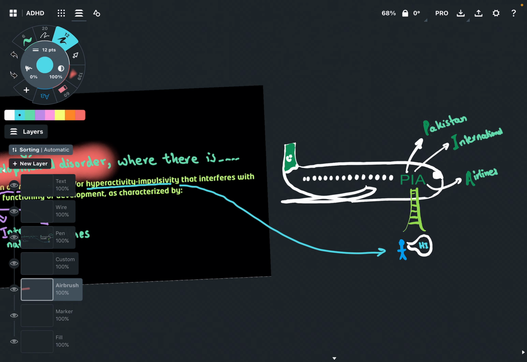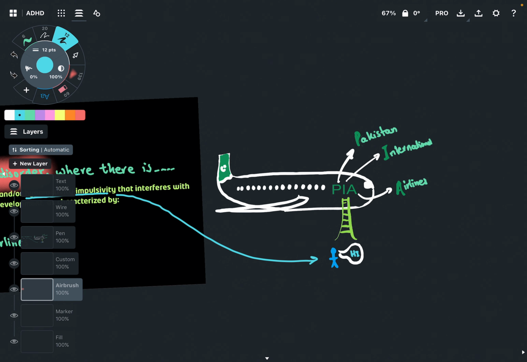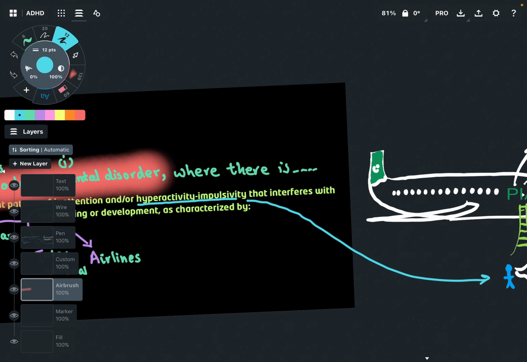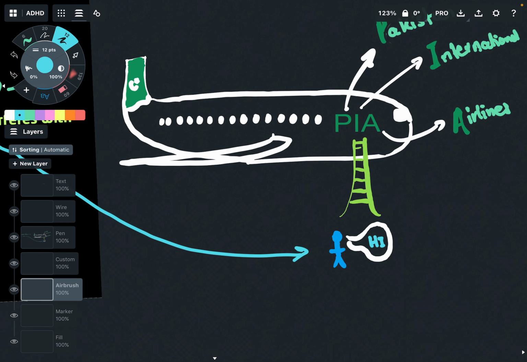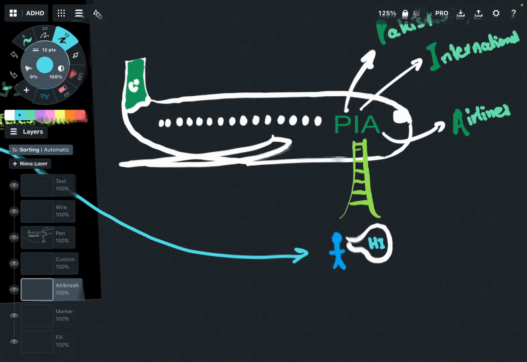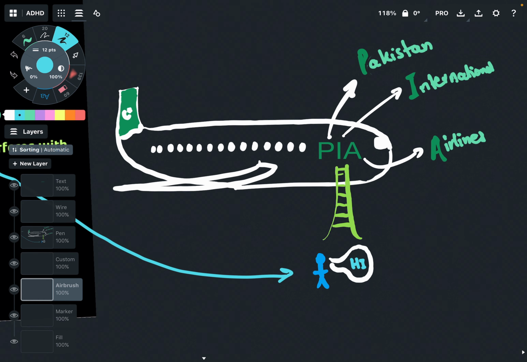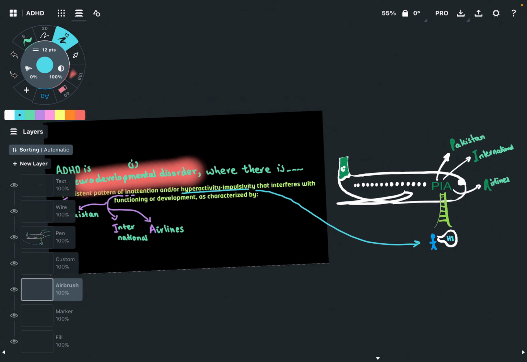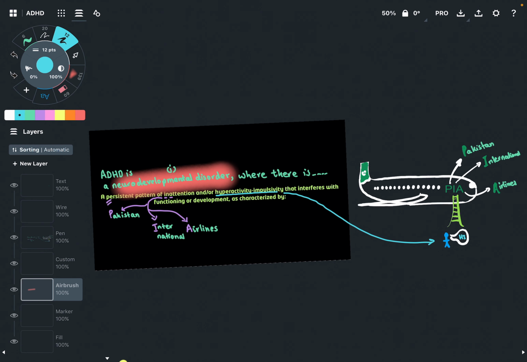Then here is the graphic that you can use to remember. The hyperactivity impulsivity, you could remember that by a man at the front of the plane saying hi, and then the plane PIA, Pakistan International Airlines. You could pause the video and take a screenshot of that.